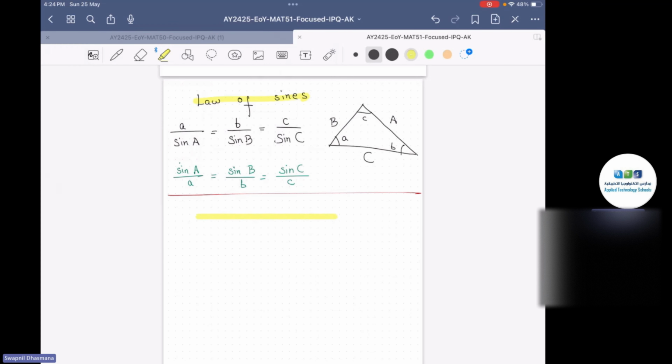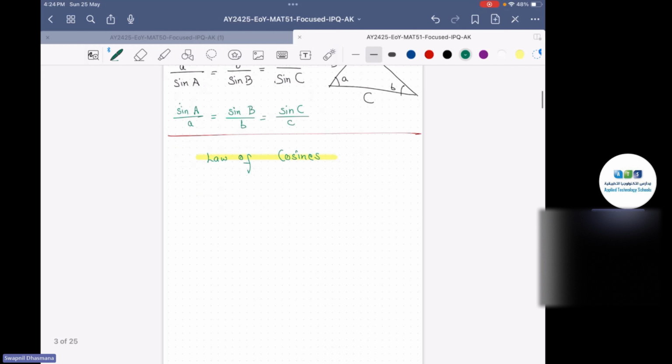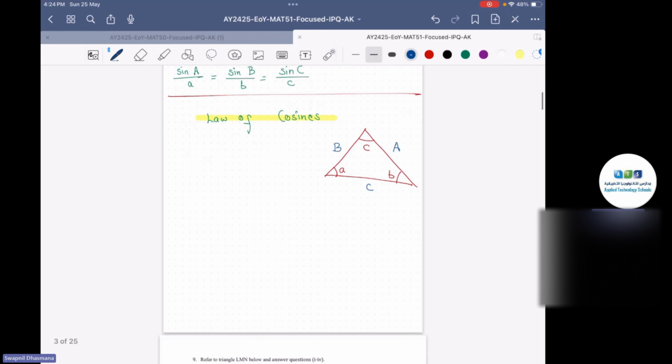Now the second part is the law of cosines, which might be a bit tricky, but it's still the same triangle like before. This is A, this is B, this is C. The sides are a, b, c. So related to the Pythagoras theorem, for example, if you're doing a square, b square plus c square, this is what the Pythagoras theorem looks like.